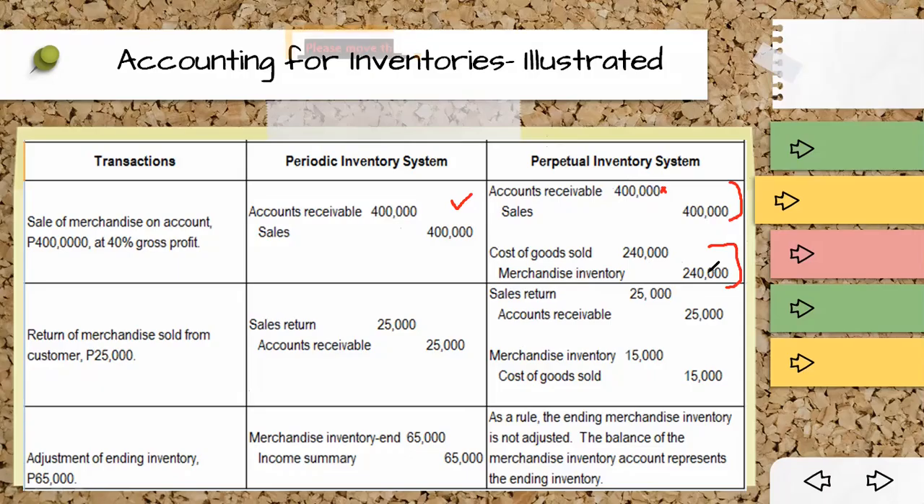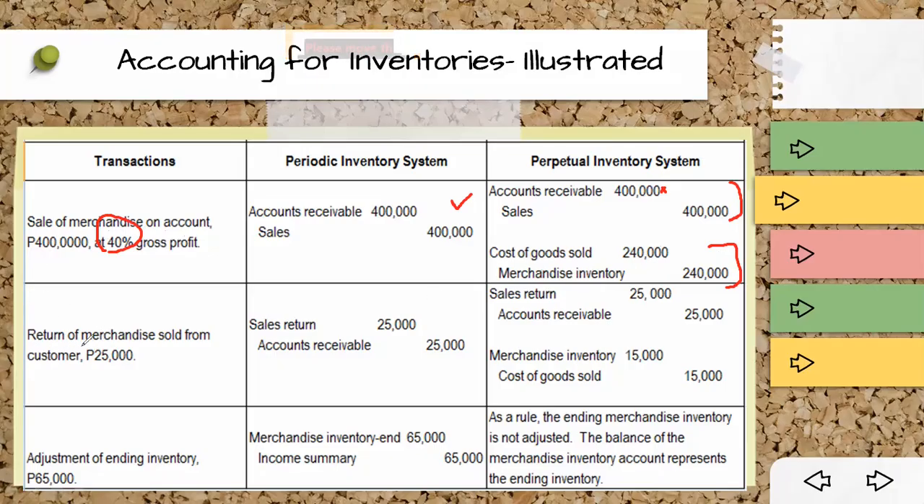Paano ba kinompute yung 240,000? So, sabi niya dito, ang gross profit daw ay 40%. So, ibig sabihin, ang cost ratio ay 60%. So, that's 400,000 times 60%. It will give you 240,000. So, you debit cost of goods sold and credit merchandise inventory, no, at 240,000.